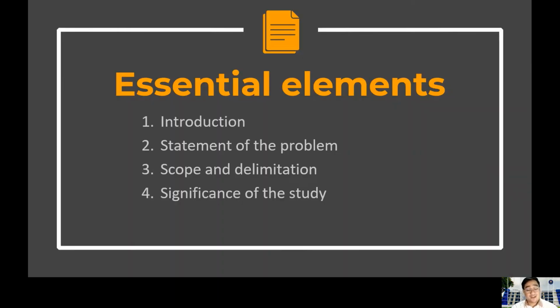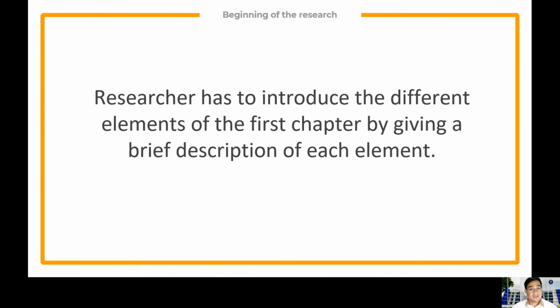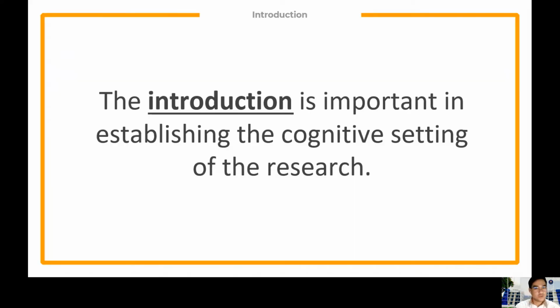So basically, we have here the essential elements: introduction, statement of the problem, scope and the limitation, and the significance of the study. The researcher has to introduce the different elements of the first chapter by giving a brief description of each element. So basically, just describe what this element is all about in your introduction. The introduction is important in establishing the cognitive setting of the research.